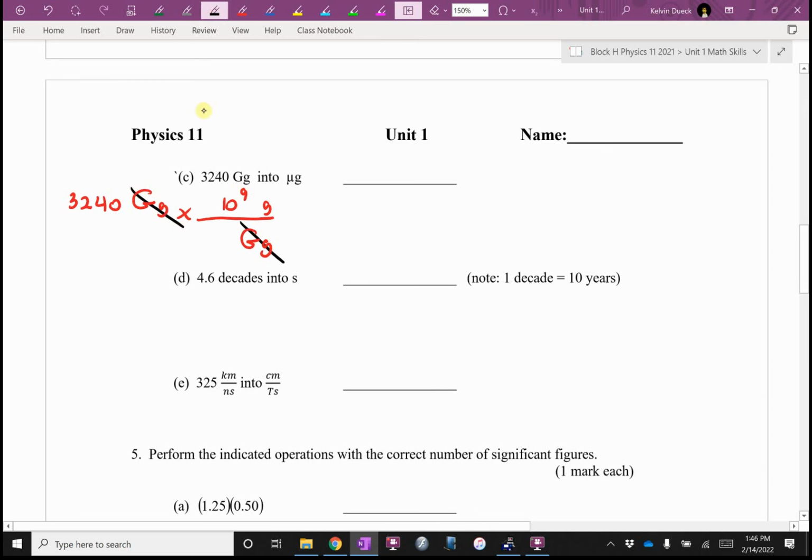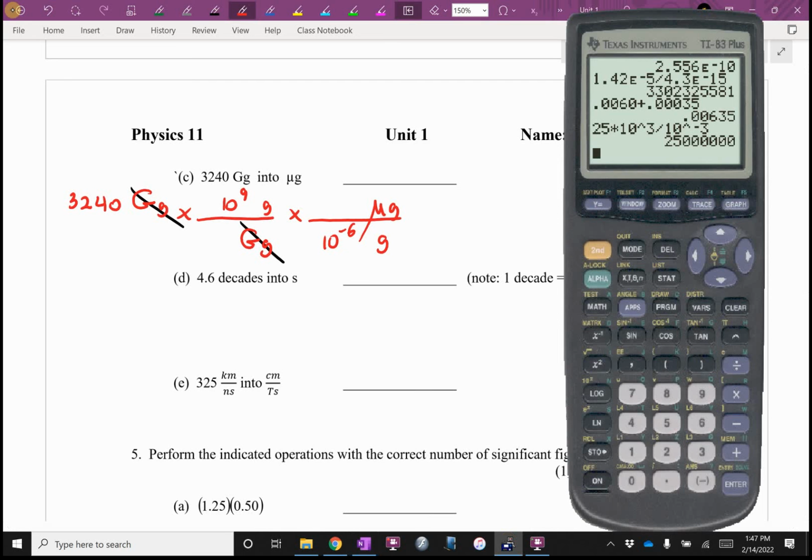If I stopped there, I would be in just plain old grams. But now I want to get rid of grams and bring in micrograms. And micro, I know, is 10 to the negative 6th. So it's going to be 3240. This is going to be big. Times, you're probably going to get an answer in scientific notation. Am I right? I think. Yeah, 3.24 times 10 to the 18th.